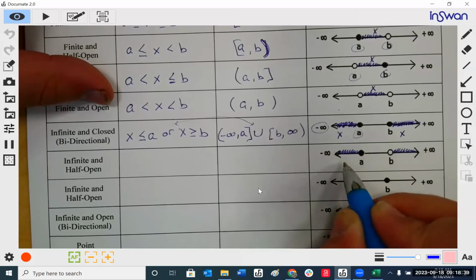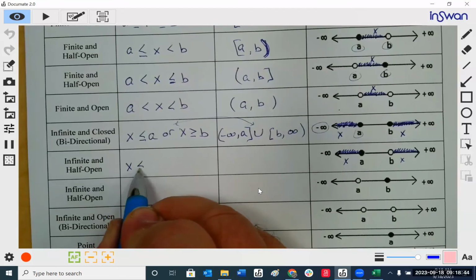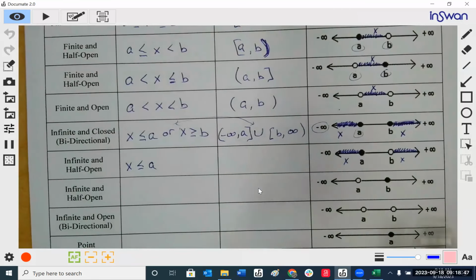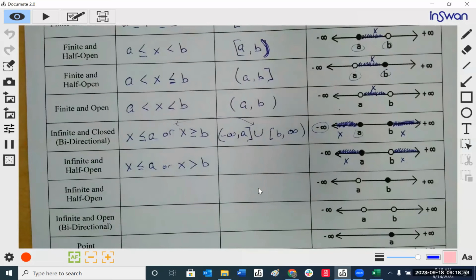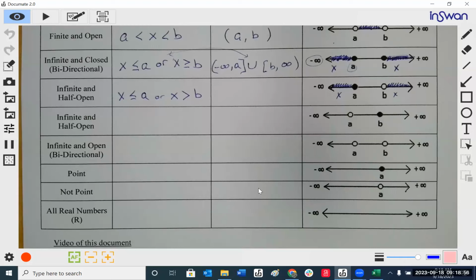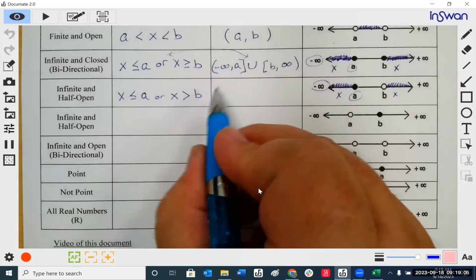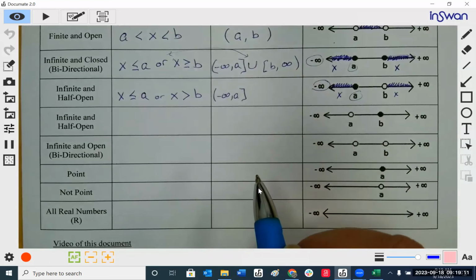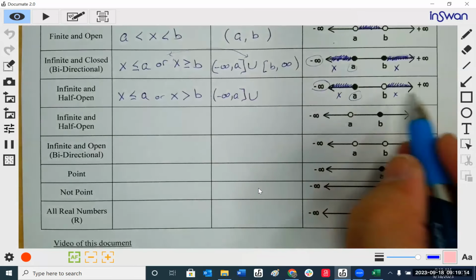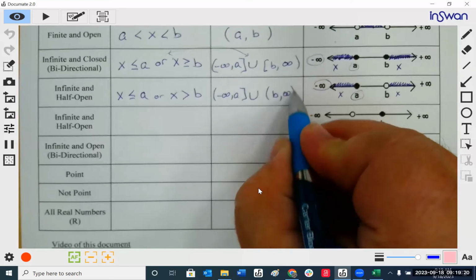Okay, since we're looking at infinite, so I have my x's here and here. So x is less than or equal to A, since A is a solid dot, or x is strictly larger than B. The interval notation, go from the endpoints, negative infinity, comma, A, bracket, unioned with, B is open, so it's parentheses, and infinity, it's also open.